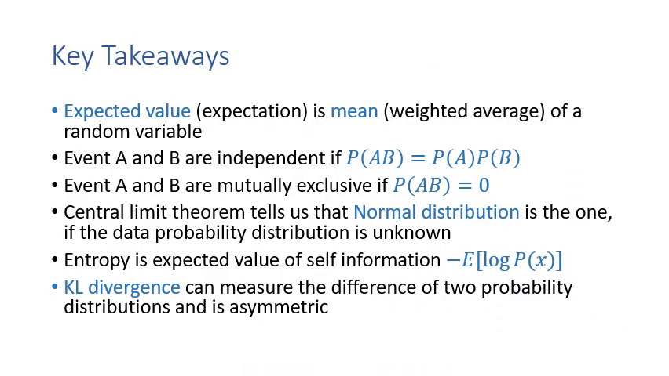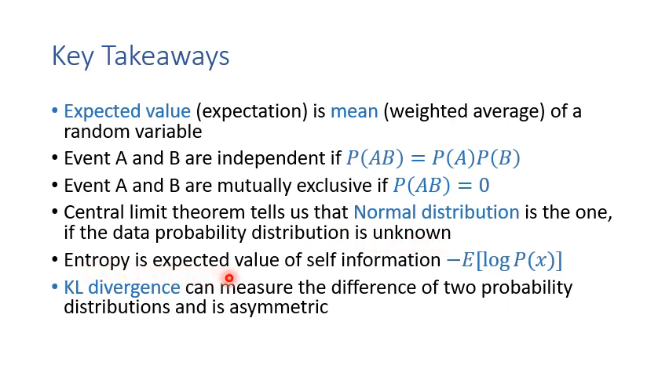Here are the key takeaways of today's class. First, the expected value, also called expectation, is the mean or weighted average of a random variable. Event A and event B are independent if P of A and B is equal to P of A multiplied by P of B. Event A and event B are mutually exclusive if the probability P of A and B is equal to zero. The central limit theorem tells us that the normal distribution is the go-to distribution if we don't know the underlying probability distribution of our data.